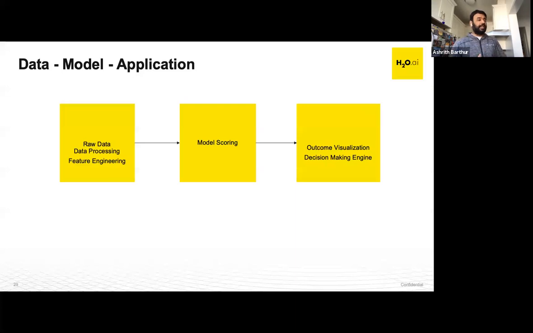Essentially, when you're looking at any data science problem, forget for a moment that this is specifically about fraud. We'll definitely get back into it. When you're looking at any data science problem, you're looking at the raw data, processing of the data into something that is actually useful as inputs. Then you're looking at creating a model scoring. And then you're looking at how do you consume this information?